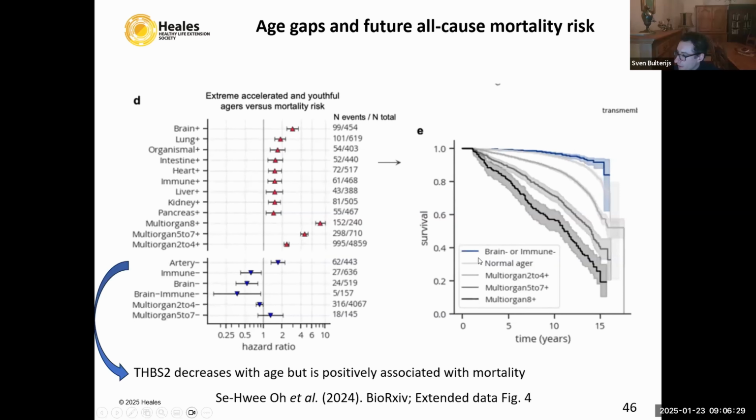If you look here at normal agers, or people who have many organs in which they are aging, or here people who are low agers on the brain and the immune system. And then you see if you are a low ager on the brain and immune system, you have very low all-cause mortality. Here is normal. And then when you go down to more and more mortality, it's with an increase in the number of organs in which you have aged.